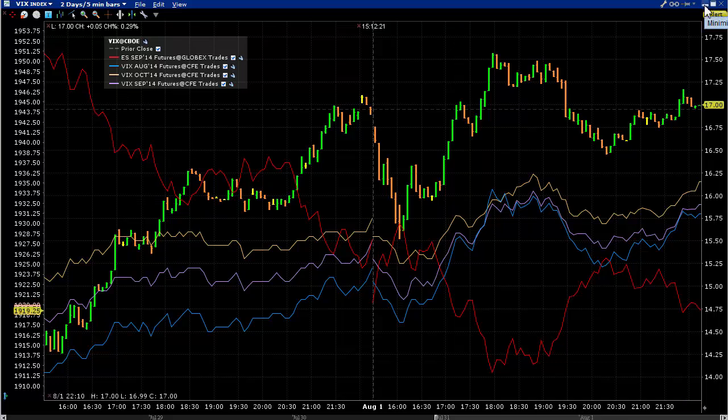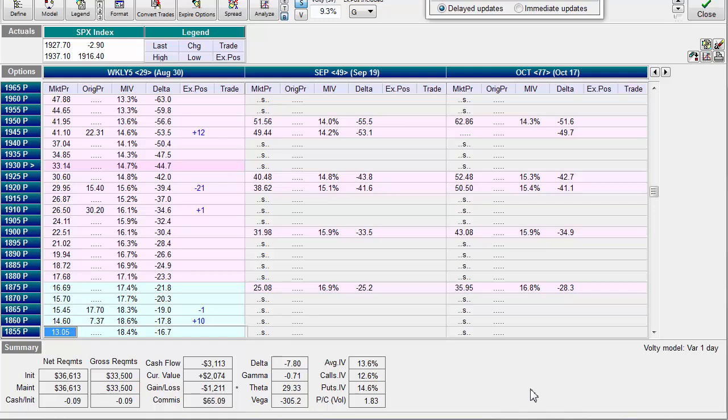The first up will be SPX. Okay, so here's SPX. We're down 1200, which is about where we were yesterday. Now the market did sell off a little bit, like I said.